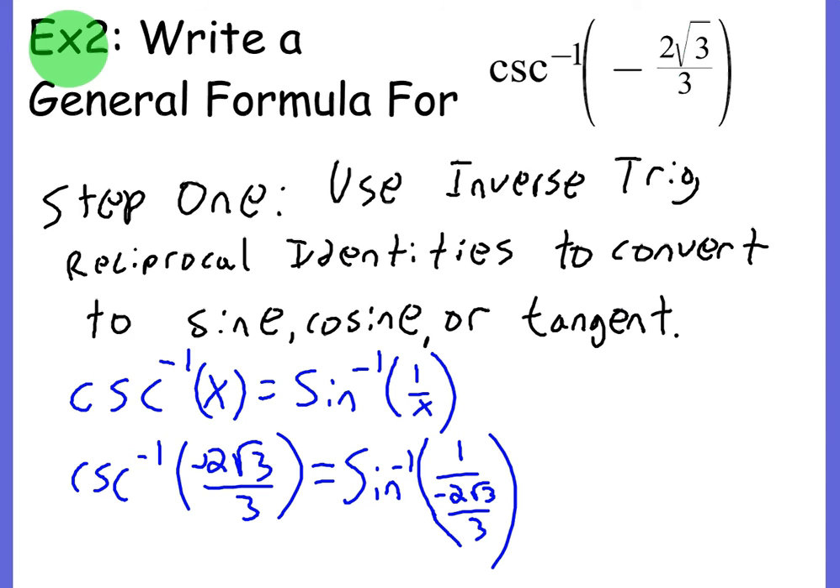Let's take a look at another inverse trig formula example. So again, the key words here are writing a general formula for, in this case, cosecant inverse of negative 2 radical 3 over 3. So every single value on the unit circle where that's true, not just between 0 and 360 or 0 and 2 pi, but any angle, we want to write a formula for that.